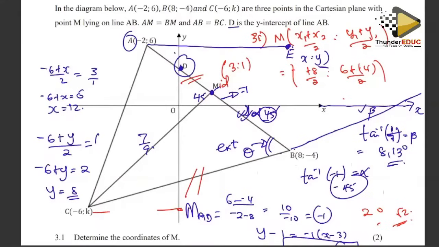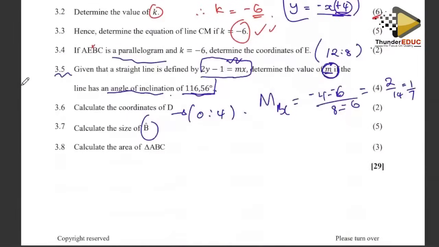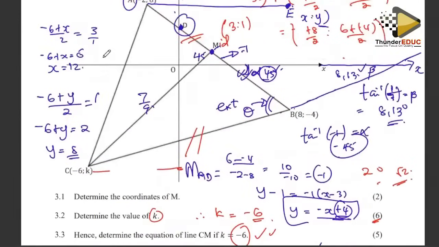Then if this is 8,13, meaning that I just need to add these two and get my value of B. So 45 plus 8,13 gives me 53,13 degrees. Okay, so guys, that is if I'm using the triangle part. But there are also other ways, okay? We shouldn't just focus on that. Remember, we found this distance to be 10 square root of 2.